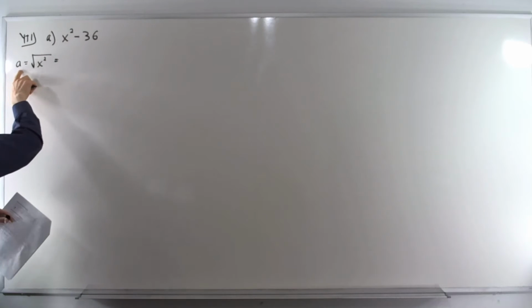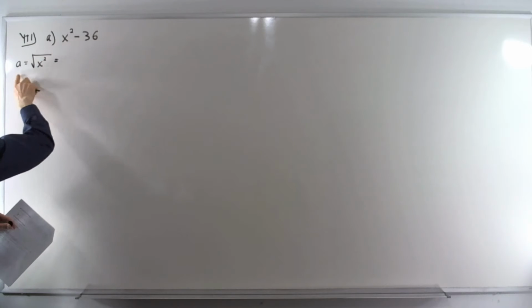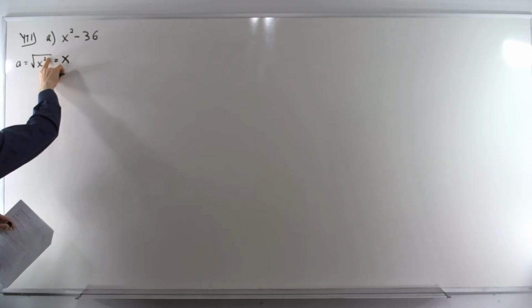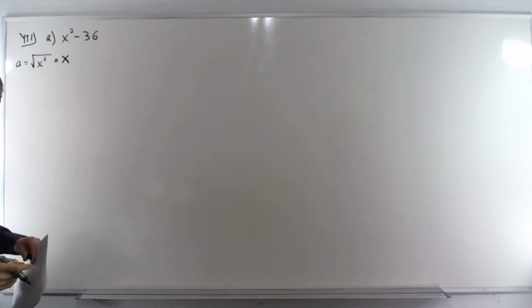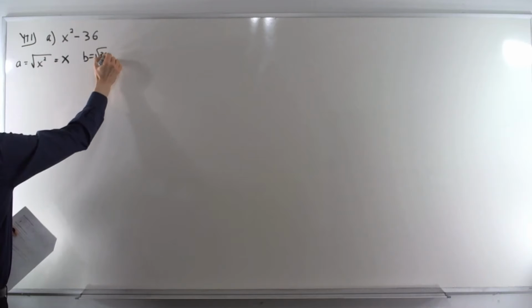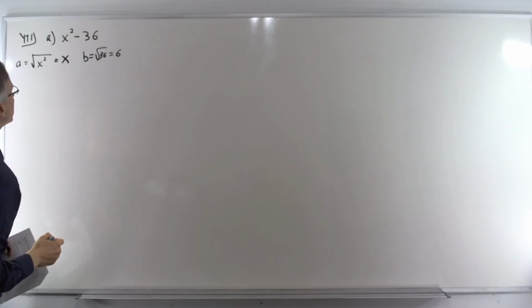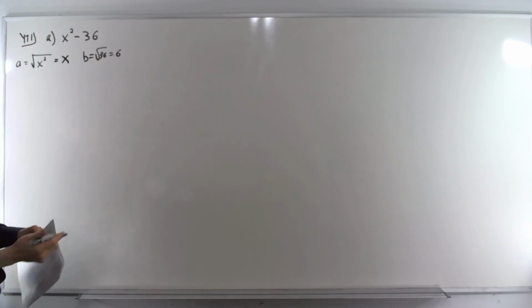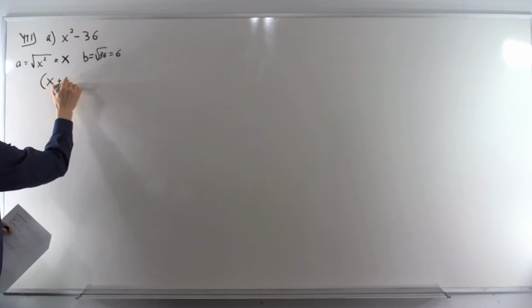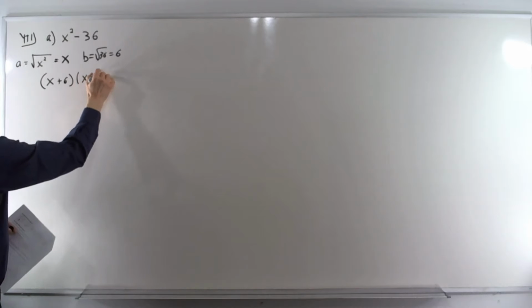So we'll take the square root of the first term, x squared, to find a. Divide that exponent by 2. 2 divided by 2 is 1, so we get x to the first power. And for b, the square root of 36 is 6. Now we can plug these into the difference of squares formula. So that gives us x plus 6 and x minus 6.